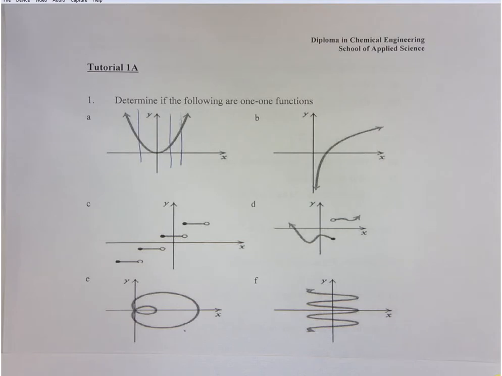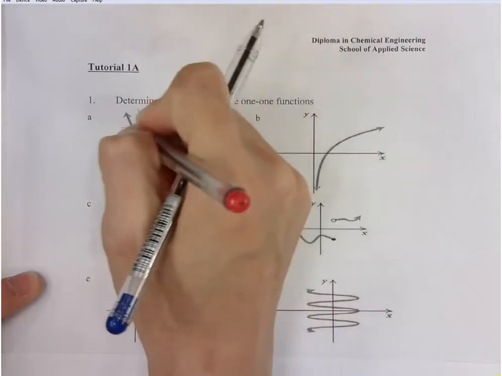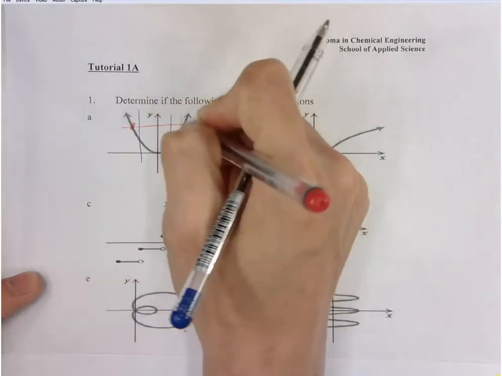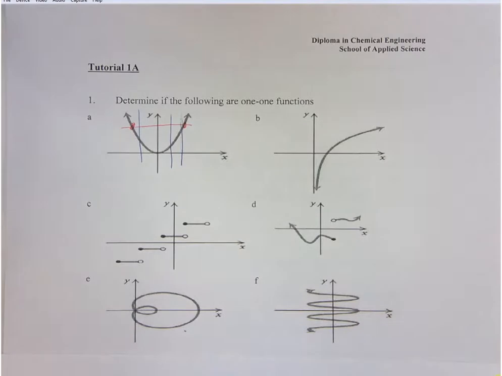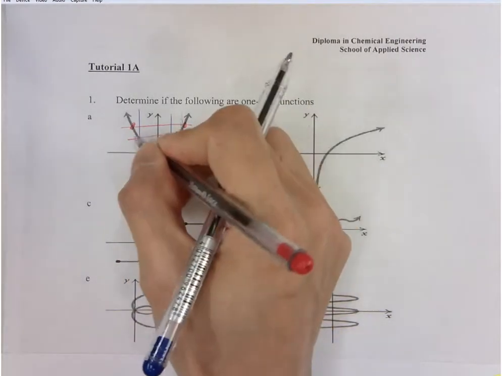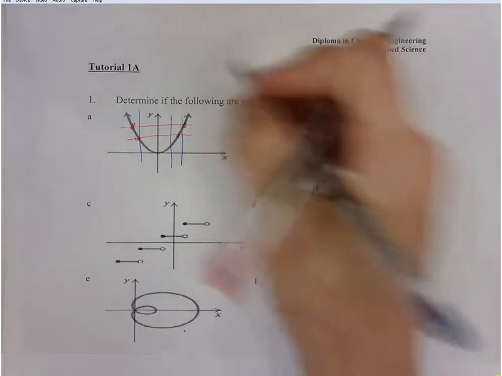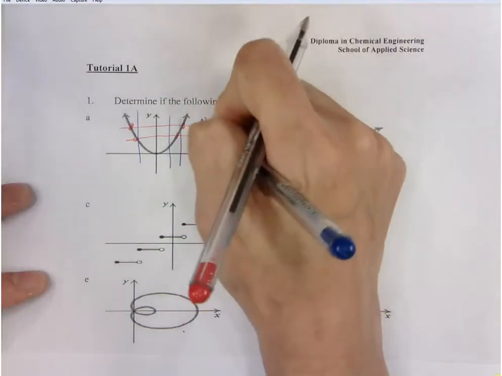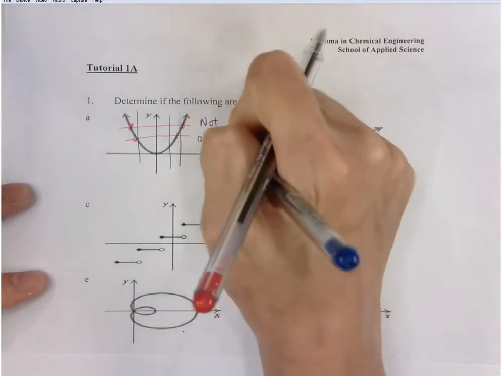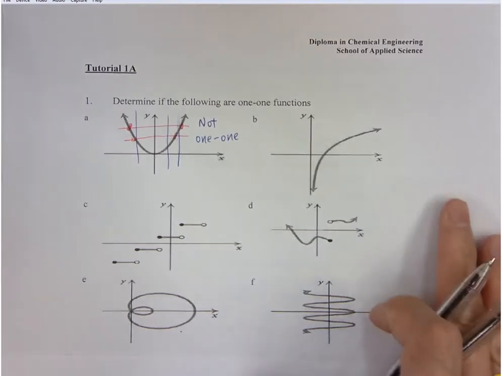However, if we do the horizontal line test, which I will indicate here in red, you can see that the horizontal line crosses the graph at more than 1 point, in this case 2 points. So this indicates that it's not a one-to-one function. Okay, let's go to part B.